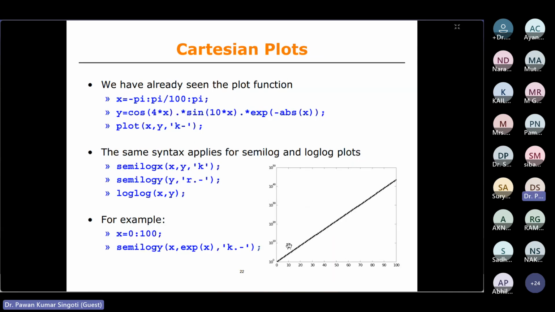Next, moving ahead, Cartesian plots are also available here. We have already seen the plot functions. We can use x equal to minus pi to pi with the increment of pi by 100. Then you can plot x comma y with k dash. It shows a black dashed line, as at every increment it shows a dash.